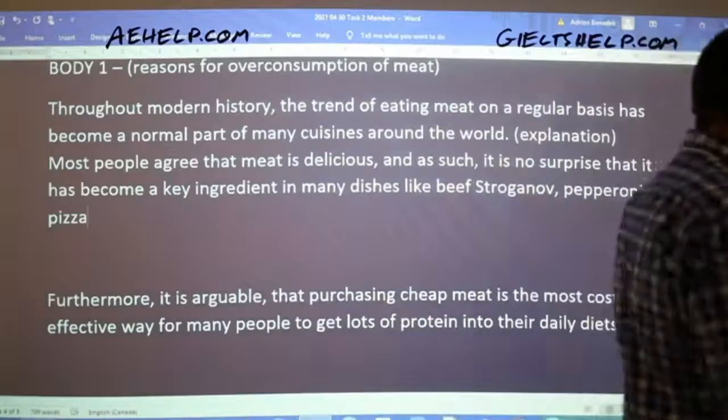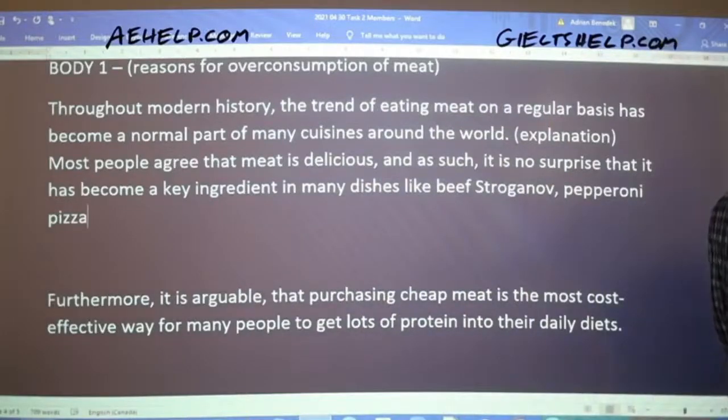All right. So, most people agree that meat is delicious, and as such, it is no surprise that it has become a key ingredient in many dishes like beef stroganoff, pepperoni pizza, and bacon and eggs for breakfast, right? And I'm going to go with something else. Somebody give me, okay, yeah, butter chicken. There we go. For all of our lovely viewers in India. Okay.